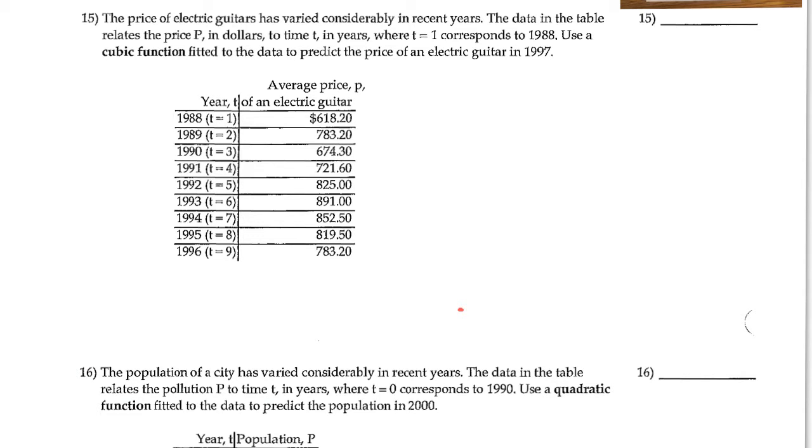Number 15, the price of electric guitars has varied considerably in recent years. The data in the table relates the price P in dollars to time T in years, where T equals 1 corresponds to 1988. Use a cubic function fitted to the data to predict the price of an electric guitar in 1997. Now this problem is very similar to others we've done in the past with linear functions and quadratic functions. So let's break out the calculator and enter this data in our calculator like we have done in the past.